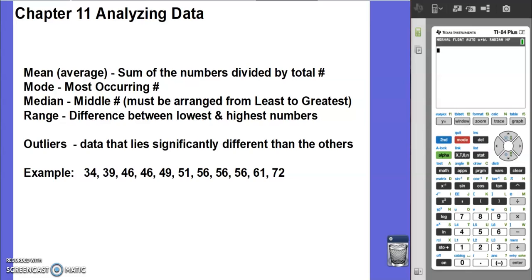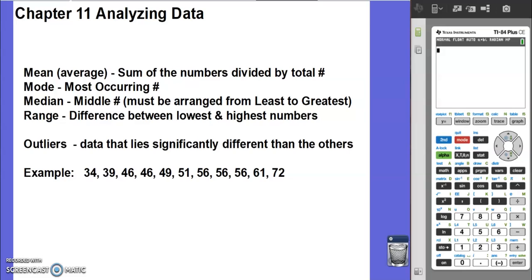This is chapter 11, analyzing data. Some of the statistics that we're going to go through you've seen before. So let's quickly get into this, and I also want to show you how to find some data using the calculator.